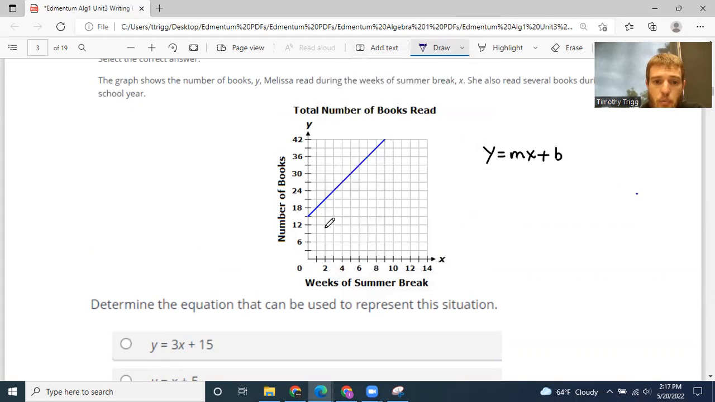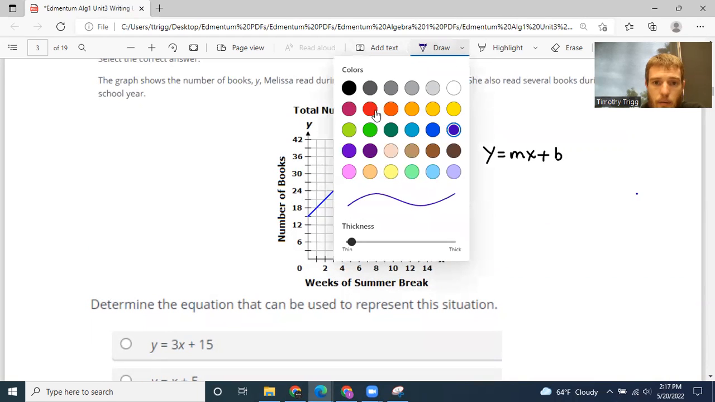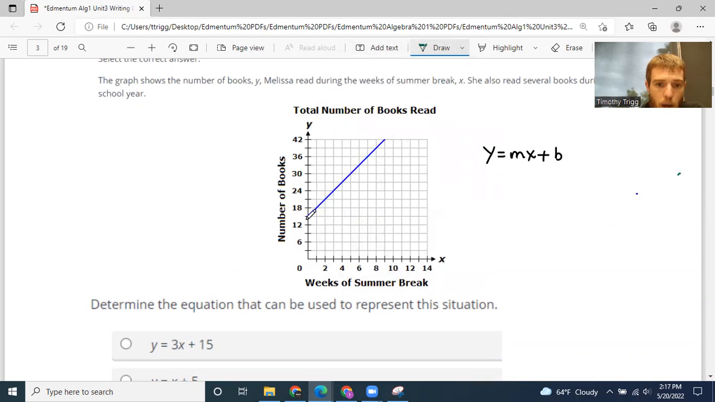Now, the y-intercept is pretty simple. We can see it. I'm actually going to use green here. The y-intercept is right here. So that's our b. Now, what is this value here? It looks like it's between 12 and 18. So what number would be there? Well, it looks like it's counting by threes. Each little dash is by 3. So this would be 15 here. Okay, so our y-intercept is 15. So that's our b.